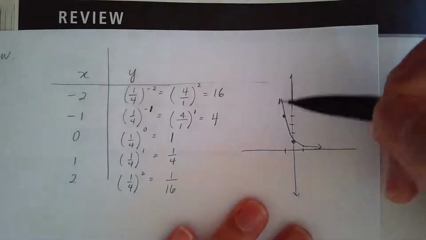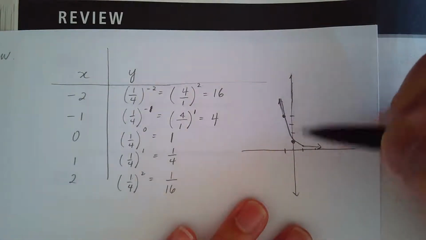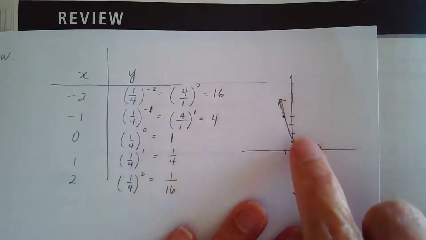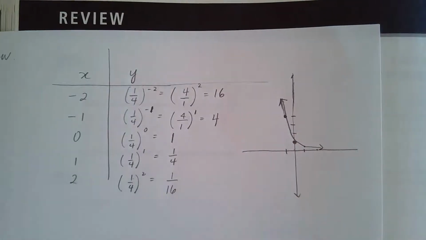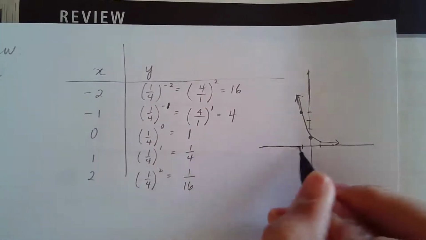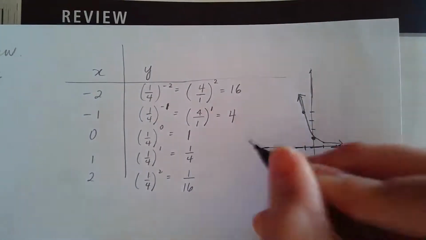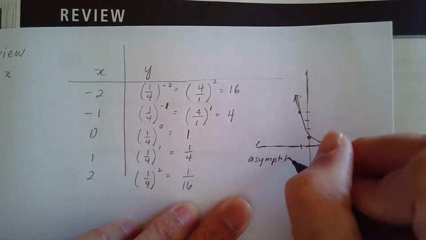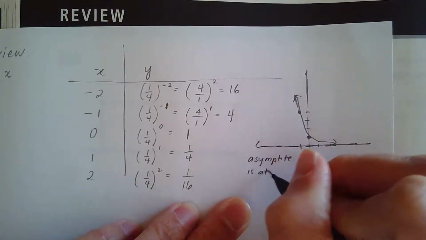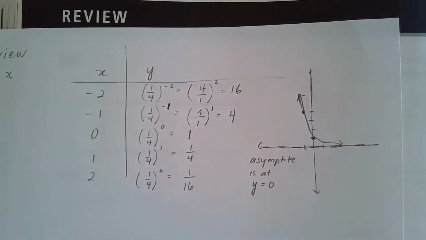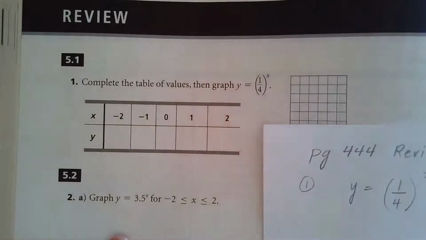Okay, so this is called a decreasing exponential function, because as you keep going to the right, the value decreases and decreases. So that's that. The asymptote is right here, at y equals 0. So that's the horizontal asymptote. Okay, so that's question number 1. Now let's take a look at question number 2.